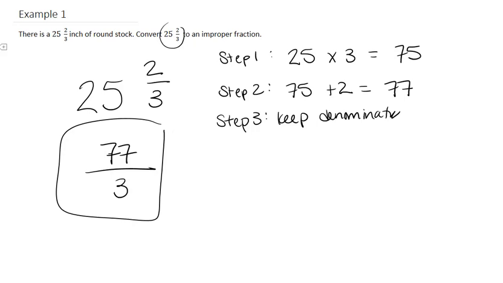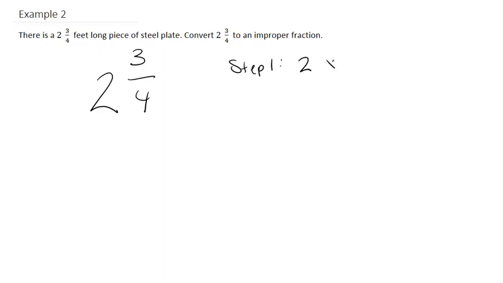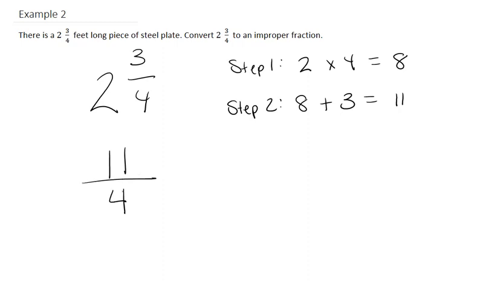Now let's do another example. Example 2. There is a 2 3/4 foot long piece of steel plate. Let's convert this to an improper fraction. Our whole number this time is the 2, and our denominator is 4. So our step 1 is to go 2 times 4, which is equal to 8. Step 2 then is to take this 8 and add it to the numerator. So now we have 11. Our new numerator is 11. We keep our denominator, so it's 4.